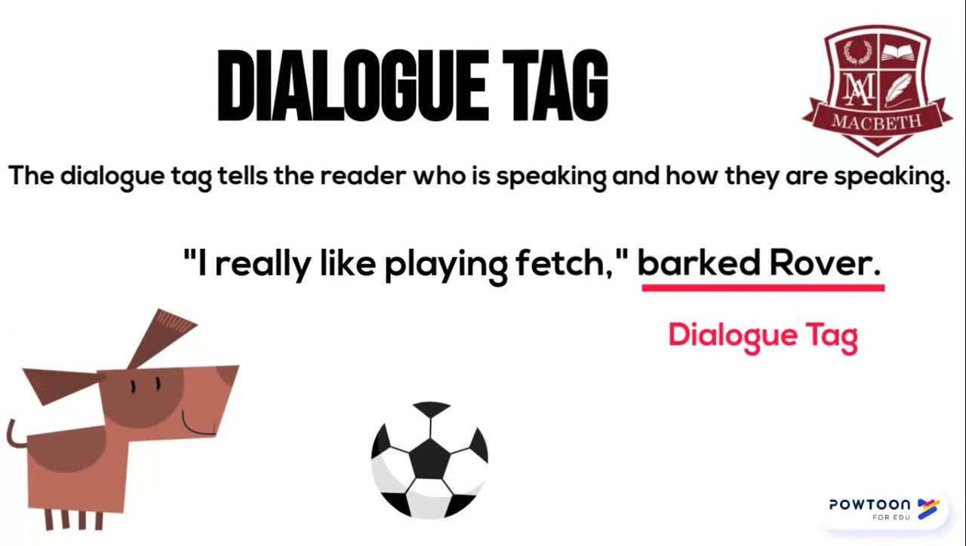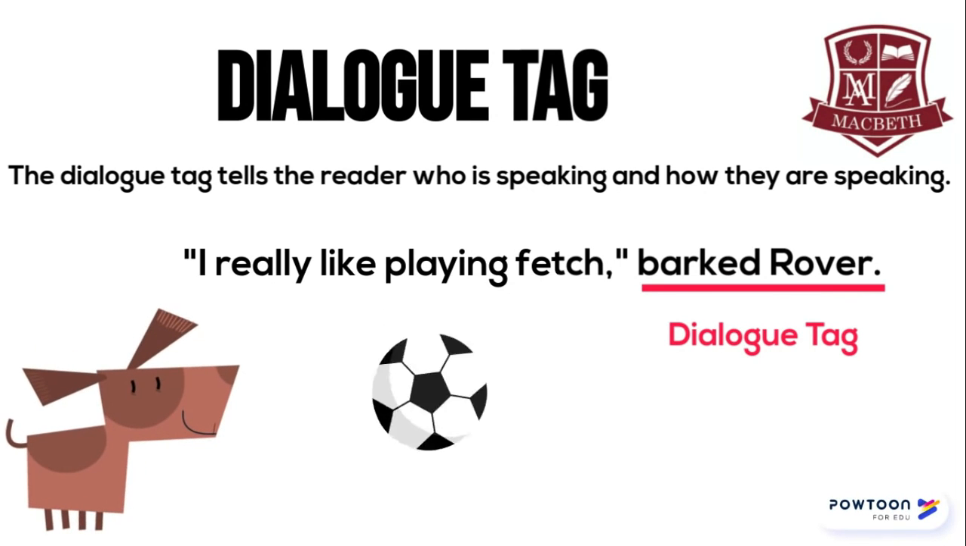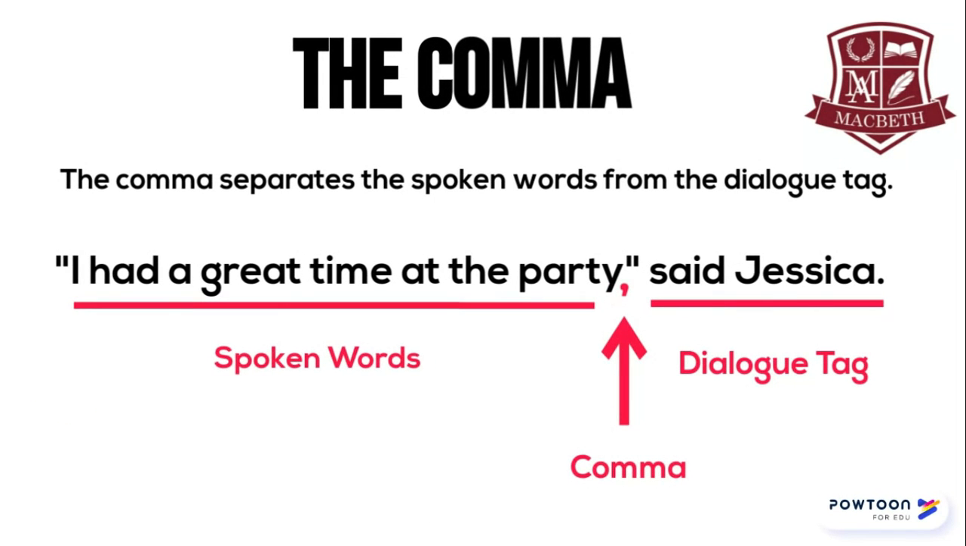The dialogue tag tells the reader who is speaking and how they are speaking. In the sentence below, "I really like playing fetch," barked Rover. The dialogue tag is barked Rover. Barked is how Rover spoke, and Rover is the who, or in this case, what spoke. The comma separates the spoken words from the dialogue tag.